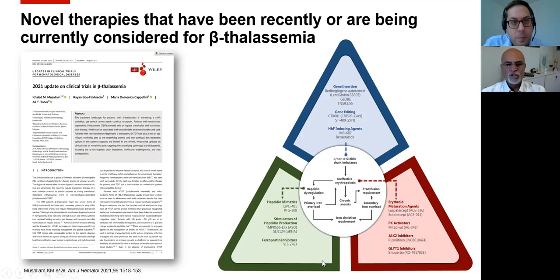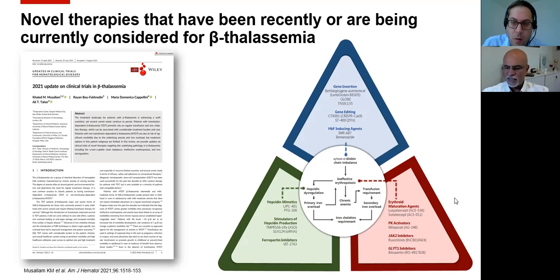Thank you, Khaled. So I'm sure during this meeting, Professor Capellini and Dr. Katamis will be talking about some of the novel therapies. However, I would like to highlight this publication that we have published recently, that has all the updates on all clinical trials in beta thalassemia, specifically including the NTDT one.